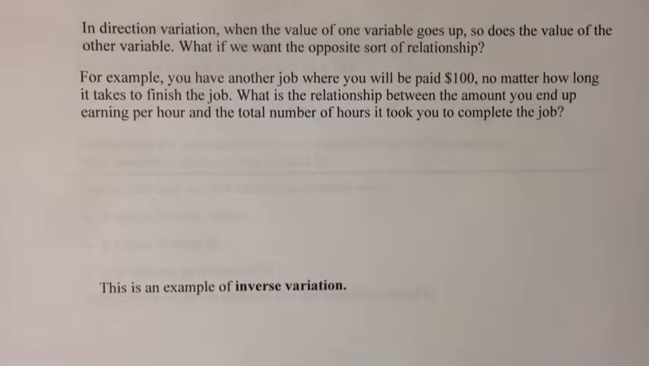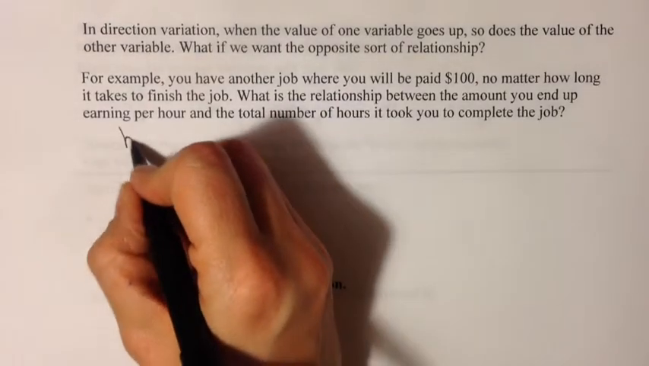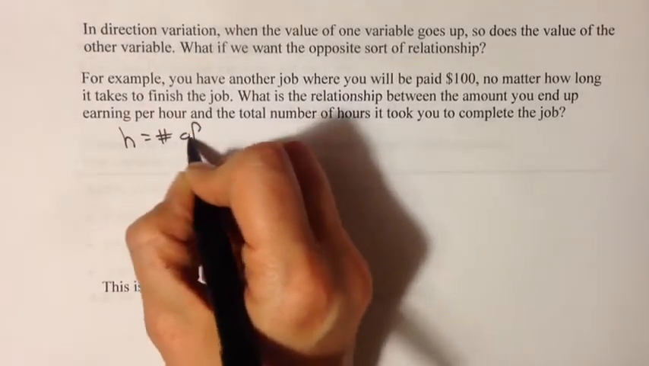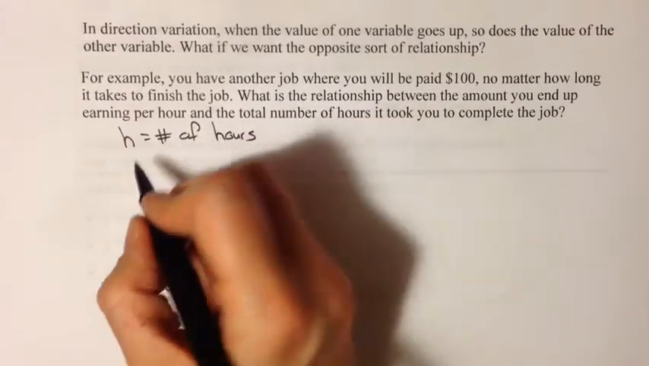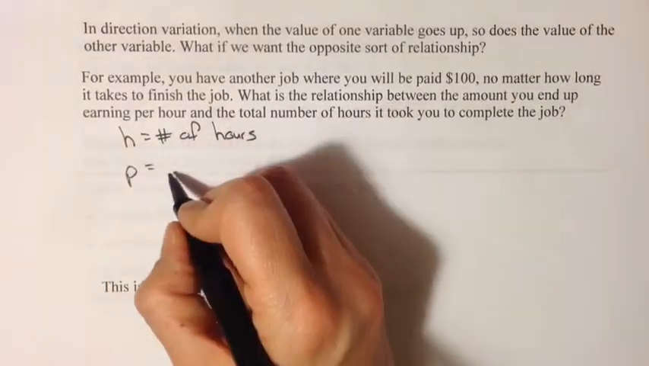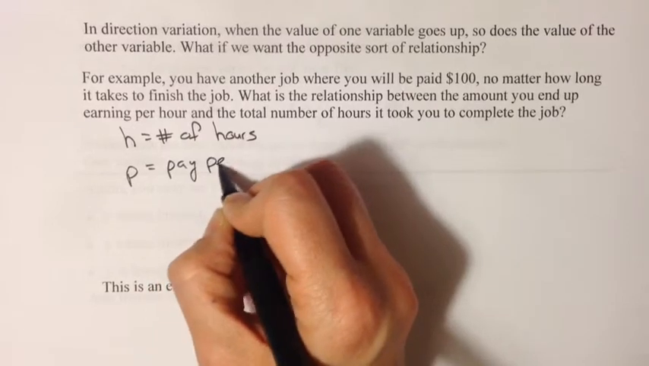For example, maybe you have another job where you're going to get paid $100 no matter what, as long as you finish the job. We want to figure out what the relationship is between the amount you end up earning per hour and the total number of hours that it took you to complete the job. Let's say that H is the number of hours it takes, and P can again be your pay per hour, so your hourly rate.